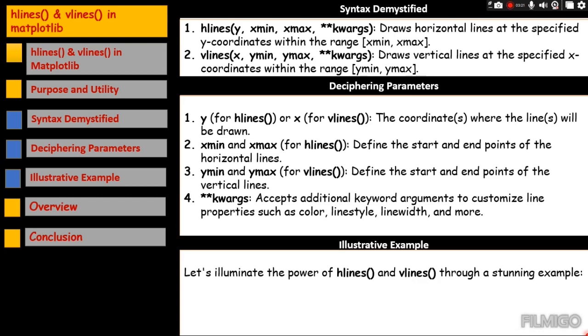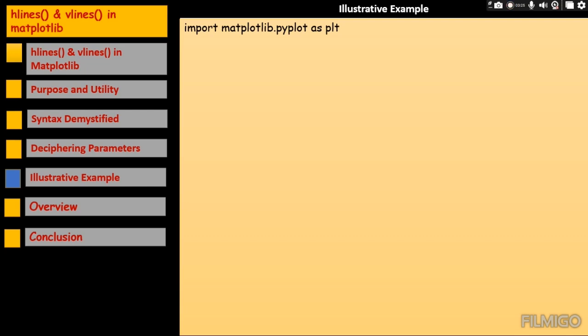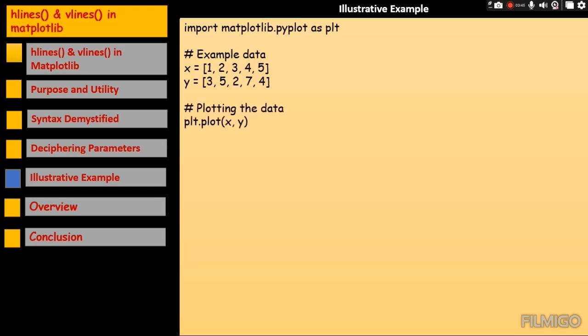Let's illuminate the power of hlines and vlines through a stunning example. import matplotlib.pyplot as plt. This line says that we imported matplotlib's pyplot module as plt. Example data: x equals 1, 2, 3, 4, 5. y equals 3, 5, 2, 7, 4. Here we created sample data which is used to plot a line plot. Now, plotting the data, plt.plot(x, y).